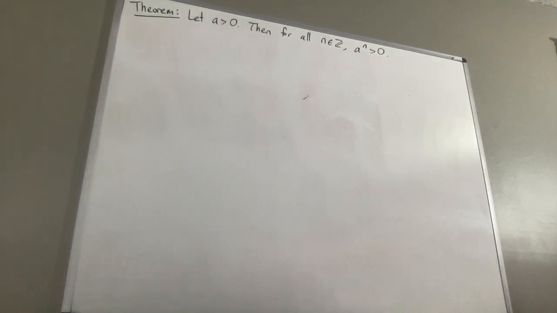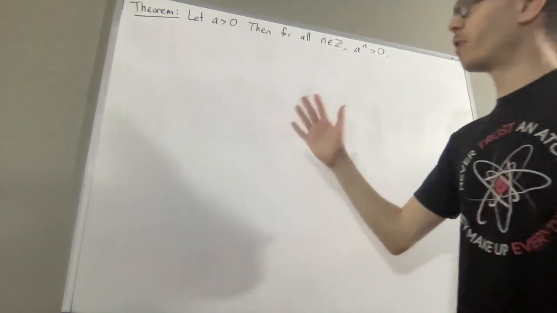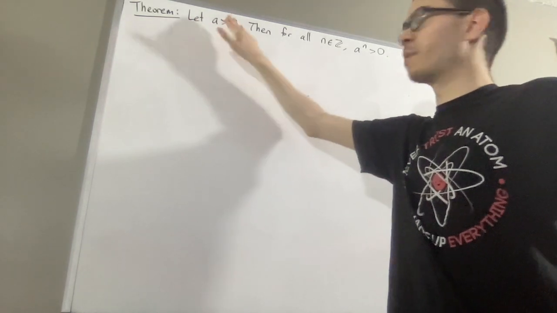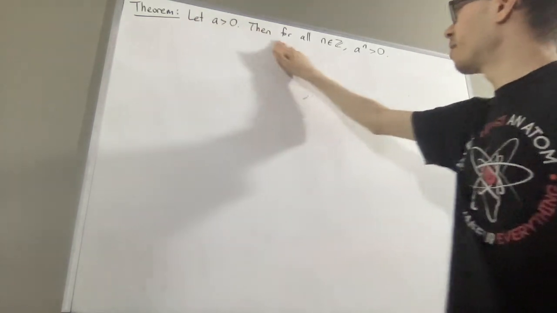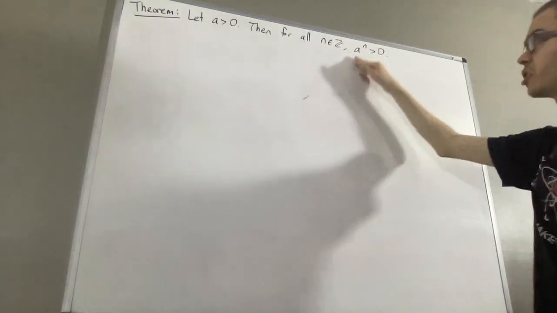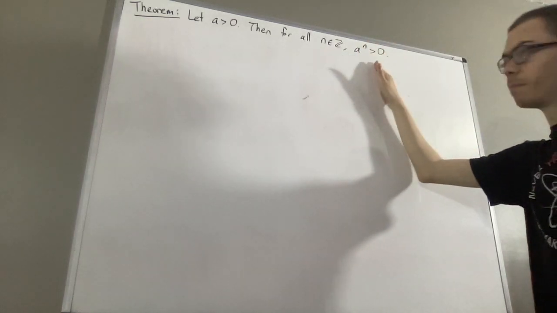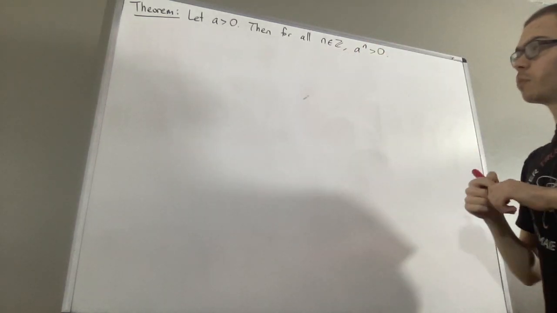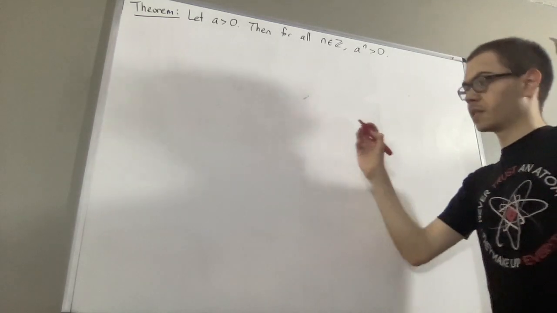Hello! In this video, we are going to prove the following theorem. Let a be a positive real number. Then, for all integers n, a to the power of n is a positive real number. So, to prove this, let's first remind ourselves of some things.